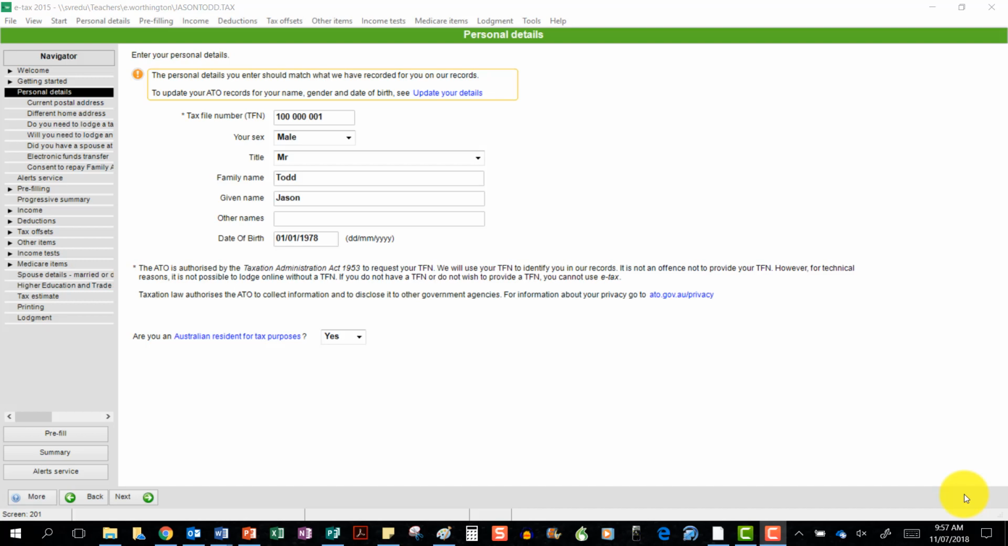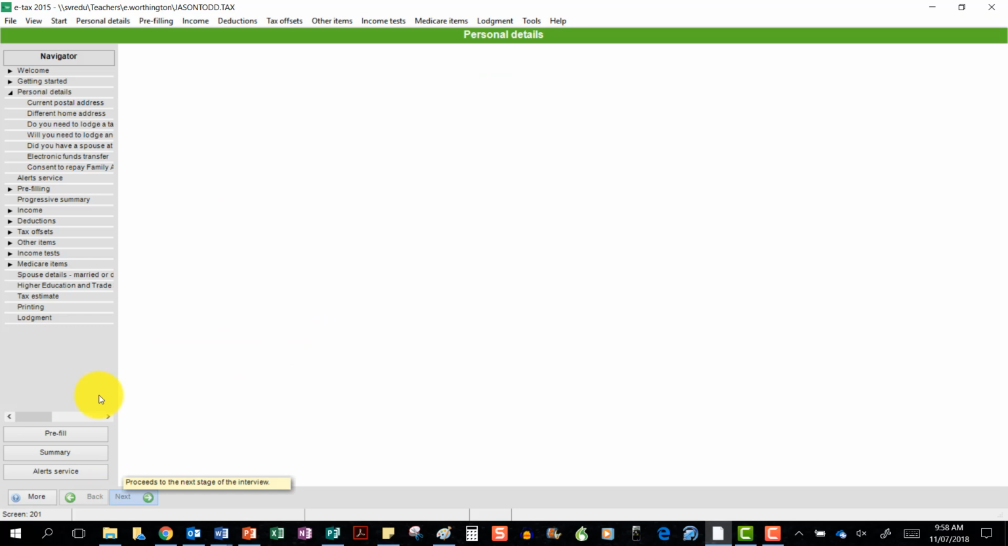So then you're picking male, entering in Wing Commander Jason Todd's name and the date of birth. Now the date of birth in the assignment is the same day as your birthday, but make sure that you use the correct year that you're told in the assignment. Then you have the question, are you an Australian resident for tax purposes? Yes, and we can click on next.